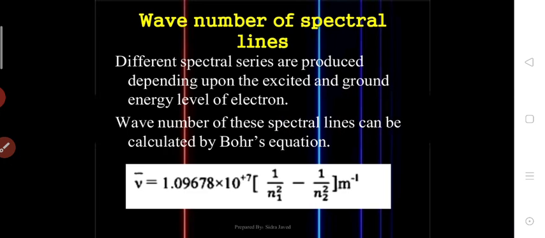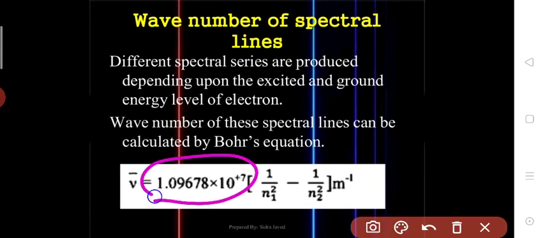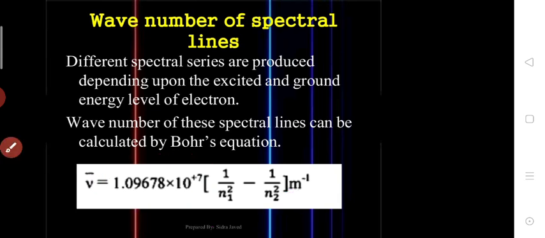Different spectral series are produced depending upon the excited level and the ground level of the electron. The wave number of these spectral lines can be calculated by Bohr's equation. In this equation, R is the Rydberg constant, and meter inverse is the unit of wave number.